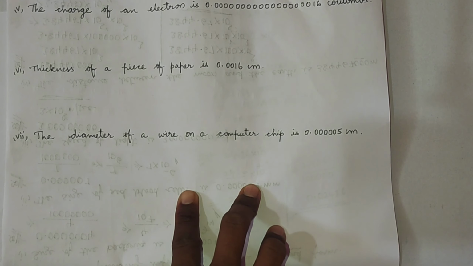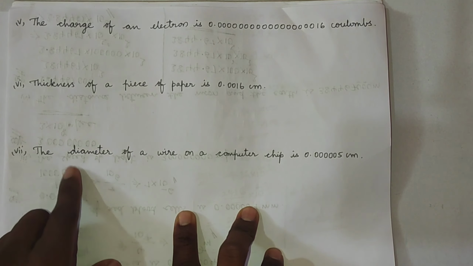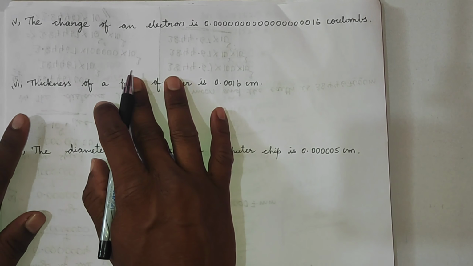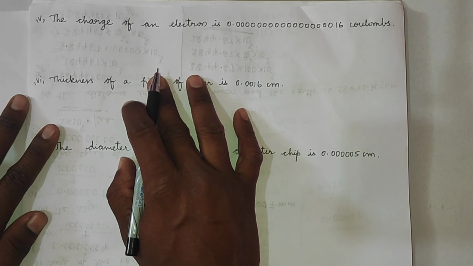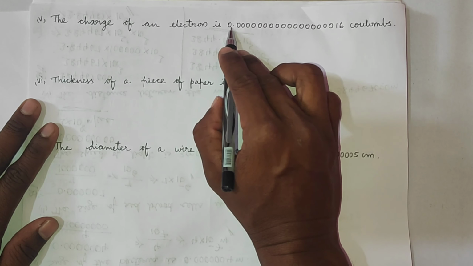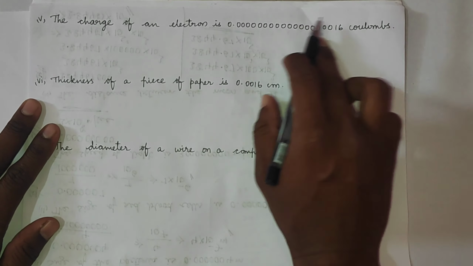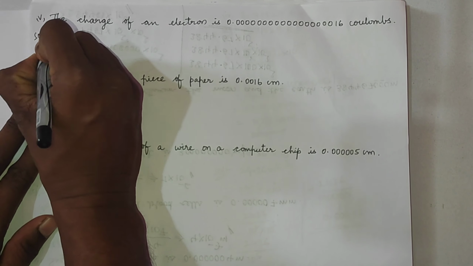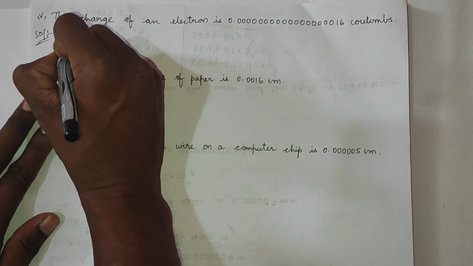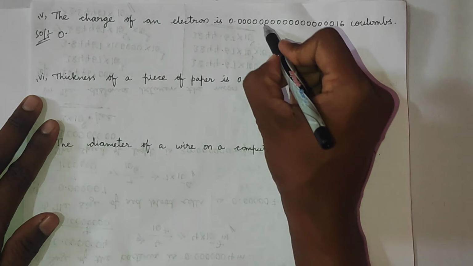Next, fifth question. In total we have 7 questions. The fifth one is: the charge of an electron is 0.16 coulombs, so nothing but given in coulombs. Solution. First we will write how many zeros are there. We will count first here.